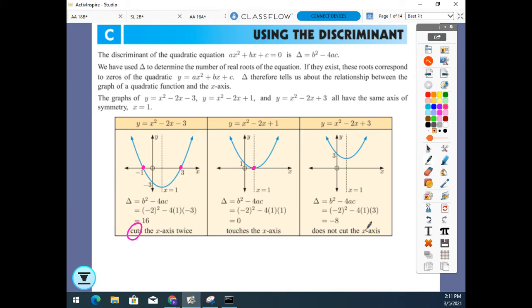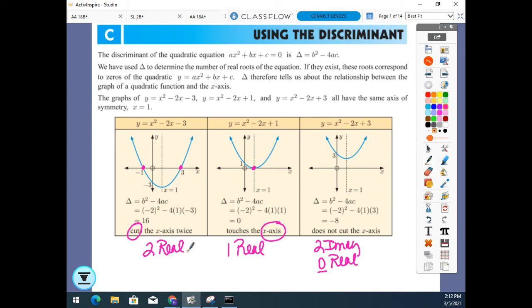If it does not touch the x-axis, that means I have two imaginary answers. We could also say there are 0 real answers. The number of times that the graph touches the x-axis tells us how many real answers. That's why there's 0 real here, 1 real here, and 2 real here.